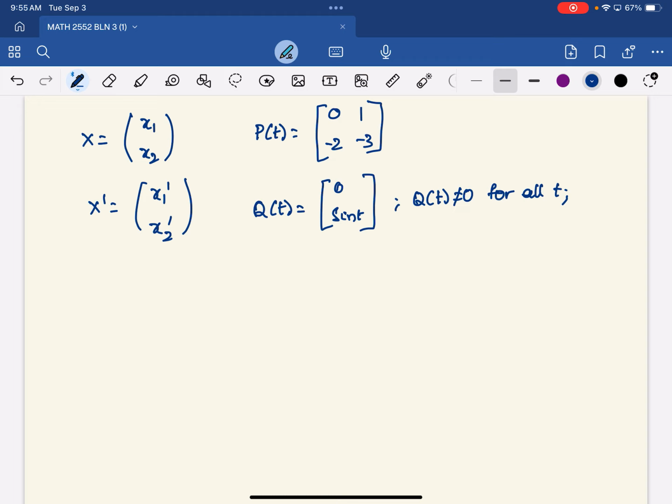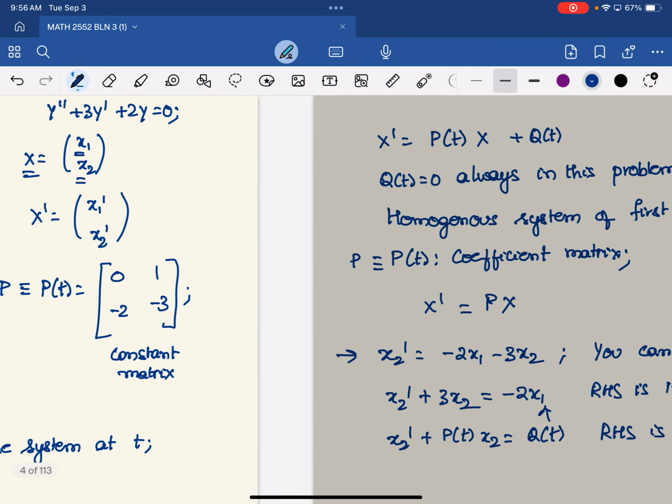If Q of t was like say 1 or 2, would it still be non-homogeneous? If Q of t was the vector 1 and 2, yes. Because it will never be 0, right? So if it is 0 all the time, then it is homogeneous. If it is 0 only for some time, then it's non-homogeneous. I thought it started as Q of t being equal to 0. Okay, I see what you're saying.